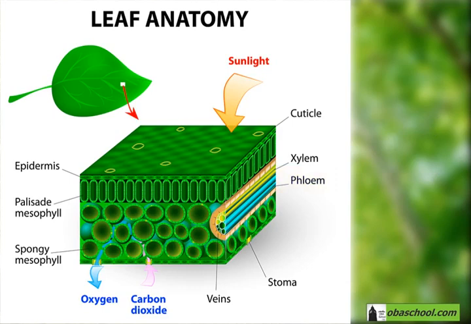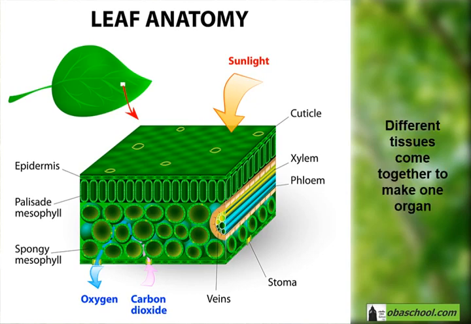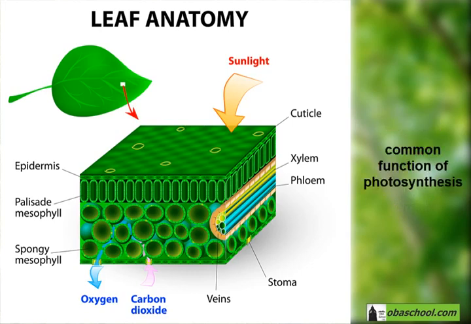These 5 tissues that are different from each other come together in the leaf organ to perform a function. These 5 different types of plant tissues come together in the organ that is the leaf to perform the function of photosynthesis.